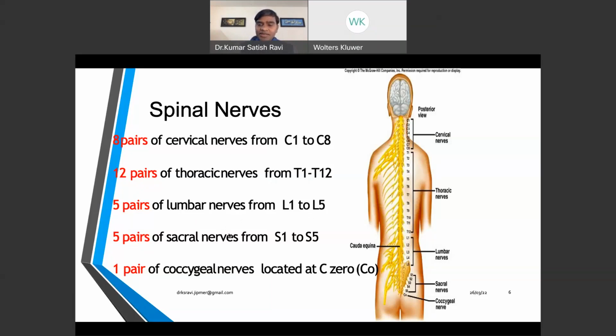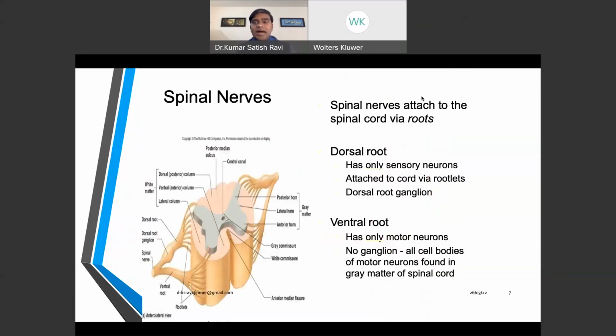Now, when we talk about the spinal nerve, it is attached to the spinal cord via roots. Over here in this diagram, you can see the ventral roots and the dorsal roots. This is the section of the spinal cord. Here you can see the gray matter, and here we have the white matter. You can appreciate the anterior horn, and posteriorly the posterior horn, which is slender in shape. Between the anterior horn and the posterior horn, we have the lateral horn. So this is all about the gray matter.